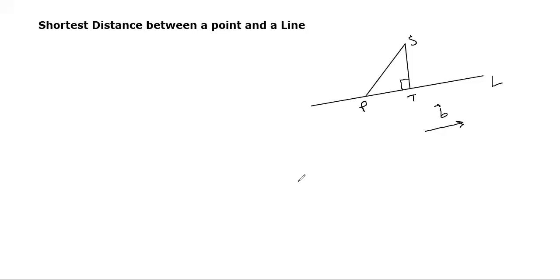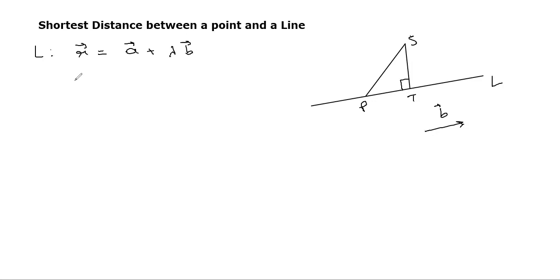The shortest distance between a point and a line has to be the perpendicular distance. Suppose the point is S and the line is L, then the shortest distance is going to be the distance ST. Let's say the vector equation of the line is vector R equals vector A plus lambda vector B.